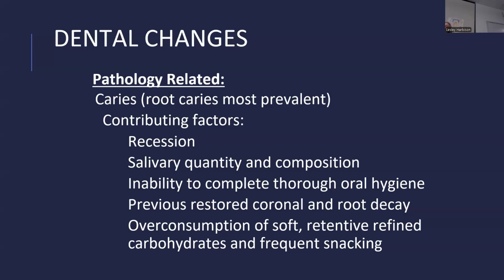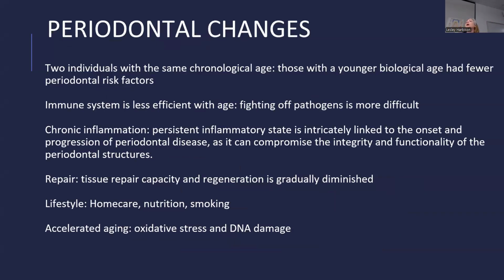Overconsumption of soft, retentive, refined carbohydrates, frequent snacking. In the nursing home, older people tend to lose a little bit of that taste sensitivity. Things don't taste as good. Things taste more bland to older people. And so they tend to give them salty, sweet foods in the nursing home and softer foods. And so they don't have carrots and apples and things like that. They tend to have pudding and applesauce and mashed potatoes and things like that. So that doesn't help either.